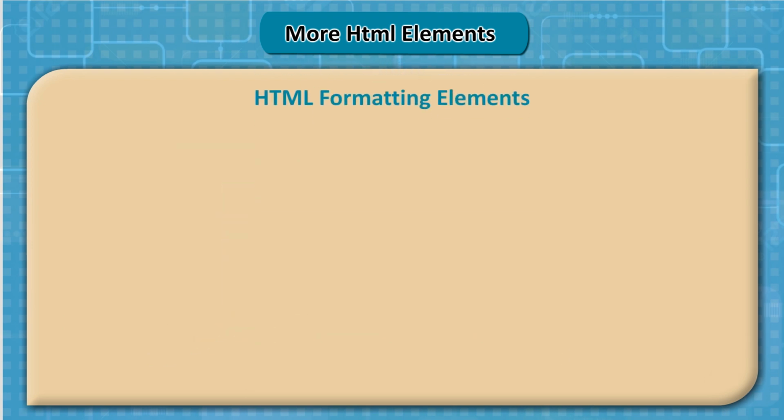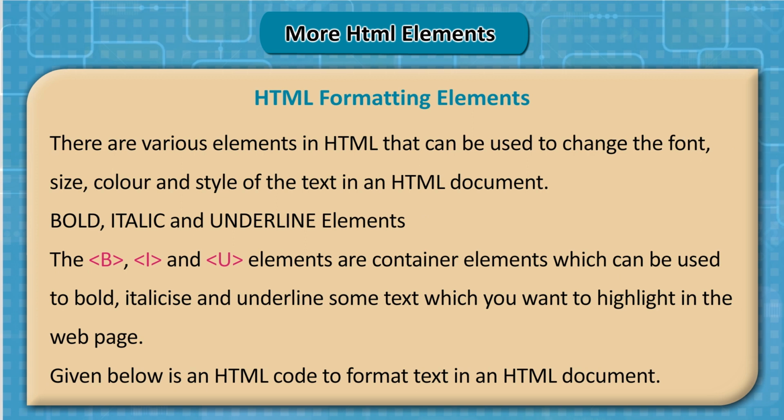HTML formatting elements. There are various elements in HTML that can be used to change the font, size, color and style of the text in an HTML document. Bold, italic and underline element. The B, I and U elements are container elements which can be used to bold, italicize and underline some text which you want to highlight in the web page.